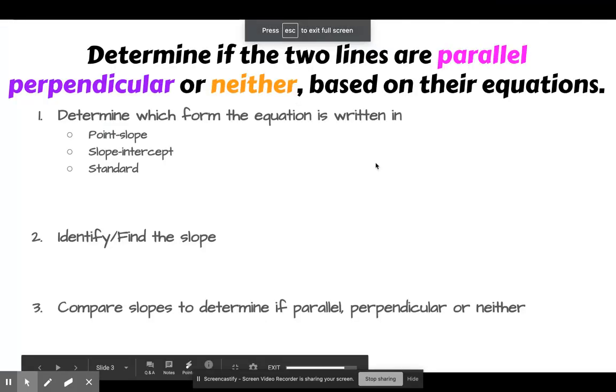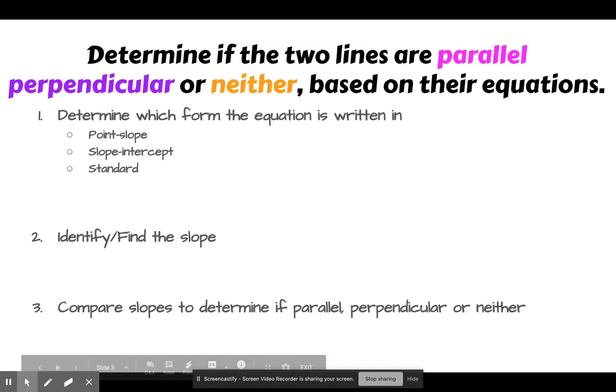If you watched the first video, I told you guys how to identify the slope from the three different types of equations. So now what we're going to do is put that information to use and determine if two given lines are parallel, perpendicular, or neither based on their equations.